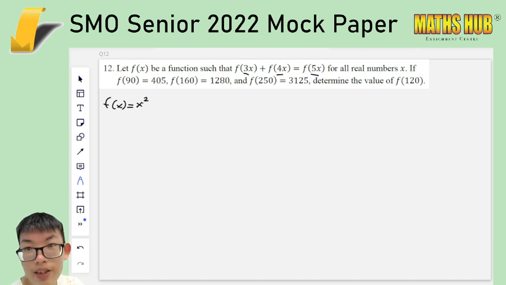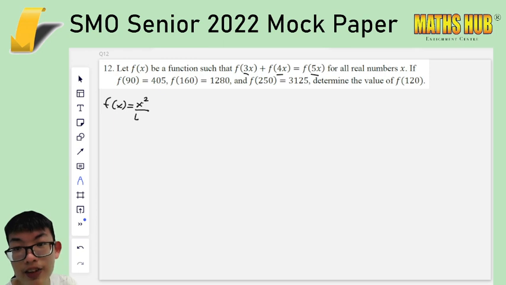However, if you look carefully, it is just a scaled down version of x squared for all of these. So this is 90 times 4.5. This is 160 times 8. This is 250 times 12.5. Basically, the second number is the original one scaled down by 20. So the function actually is f(x) is x squared over 20. Or rather, to be more precise, one possible function is f(x) equals x squared over 20.